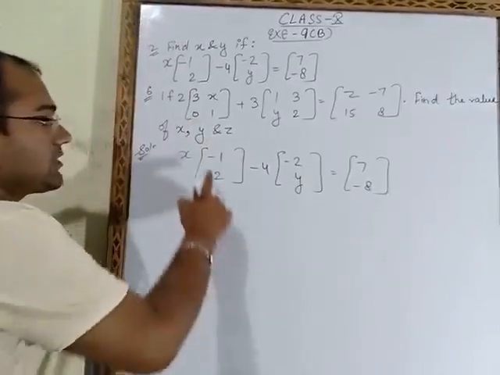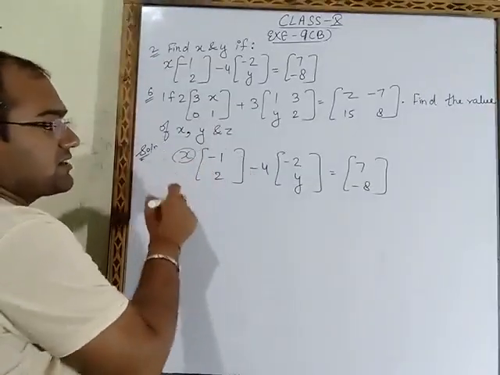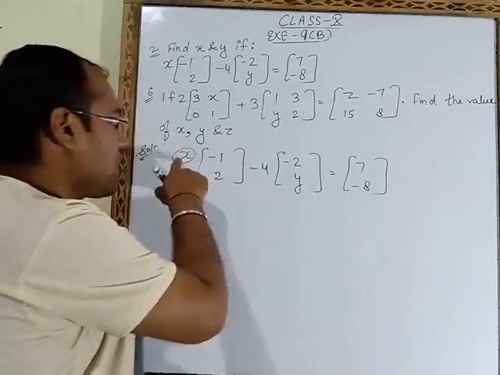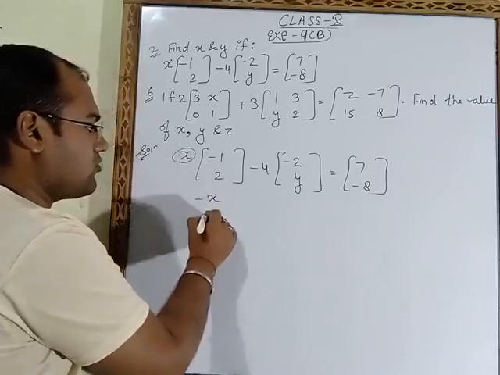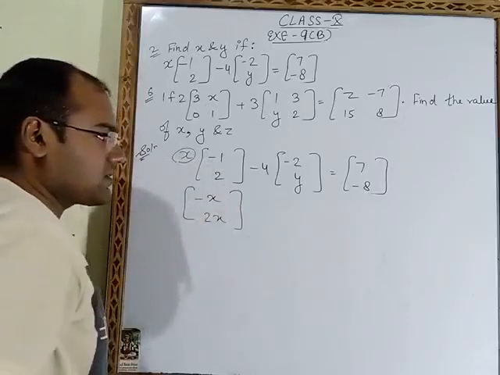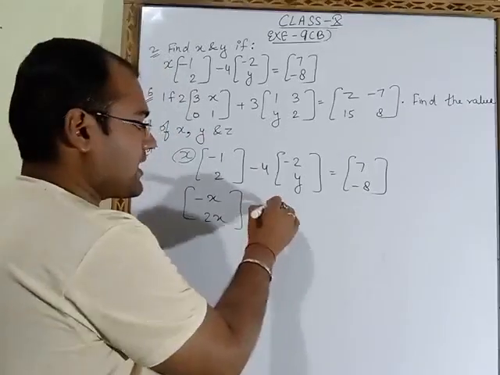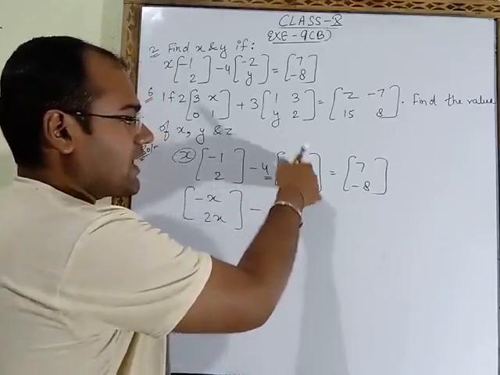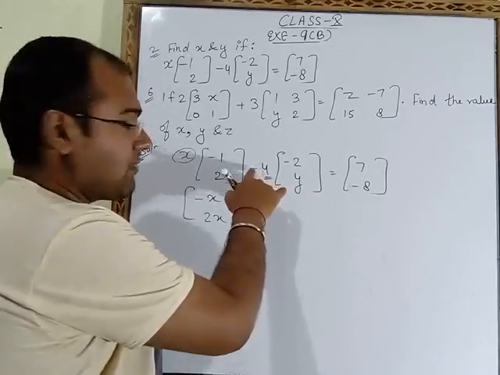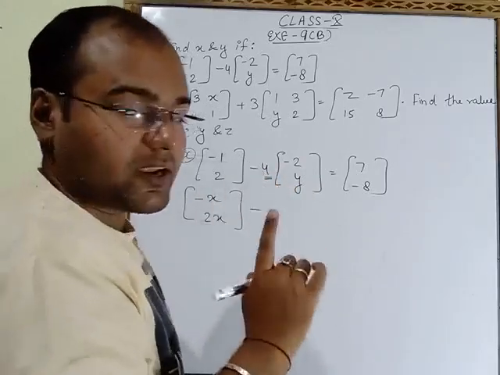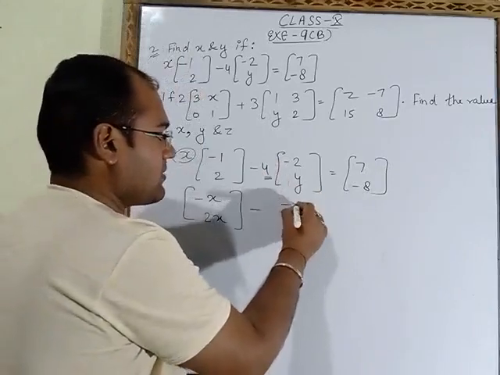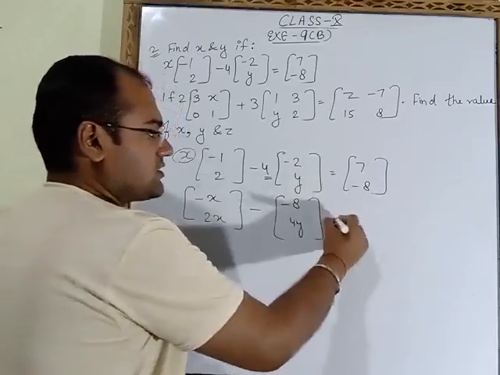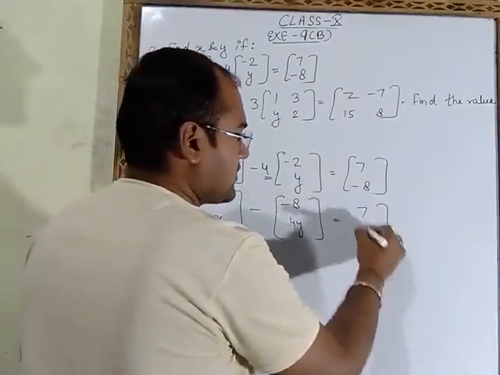So the first step: outside this matrix x is written, which means you have to multiply this x with each element inside the matrix. So x into minus 1 will be minus x, x into 2 will be 2x. Now this minus sign you have to write as it is. After that, this 4 you have to multiply with each element, only 4. The minus we have written as it is, so no need to take this minus. 4 into minus 2 will be minus 8, 4 into y will be 4y. So this is equal to 7, minus 8.